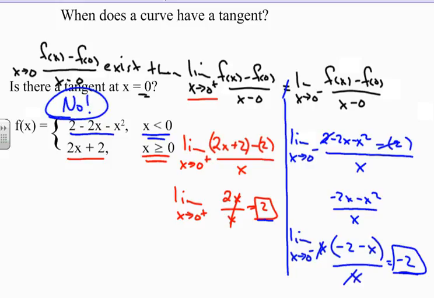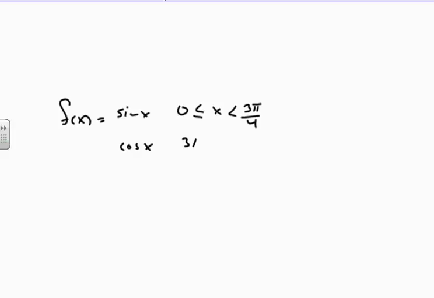Now, another example of where the tangent doesn't exist is if we had something like so. If we have f of x equaling sine of x for x values up to 3 pi over 4, and let's say we had cosine of x for 3 pi over 4 to 2 pi. We're going to try to figure this out at x equaling 3 pi over 4.